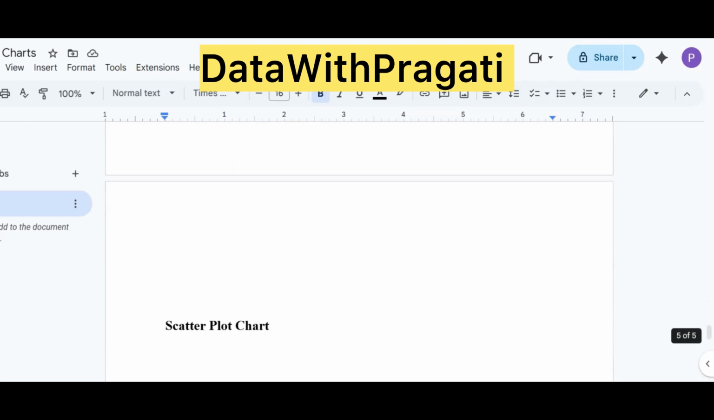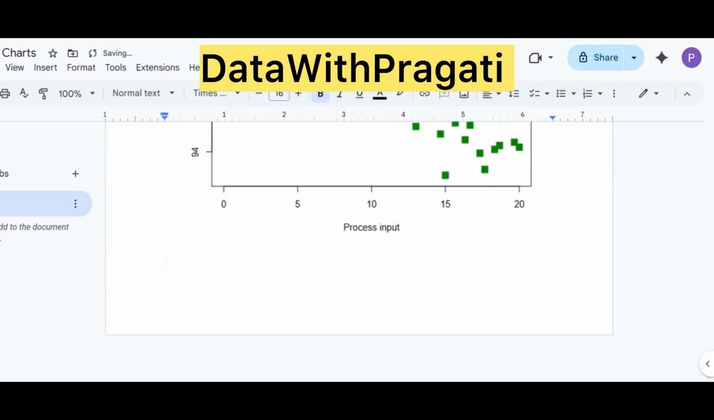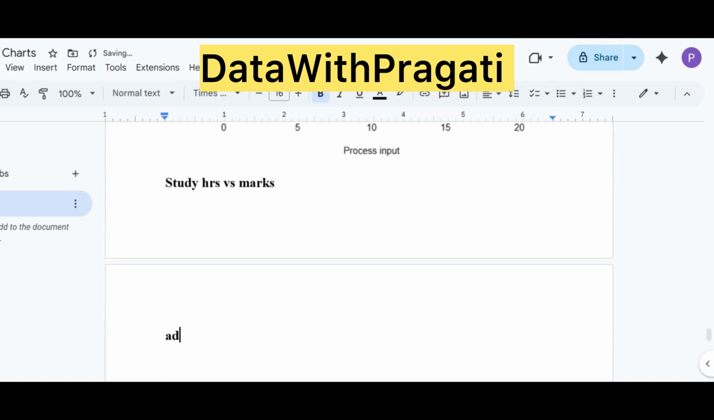Next comes the scatter plot chart. Scatter plots show the relationship between two numerical variables. Example: study hours versus marks, advertising spend versus sales. If both values increase together, it means there is a positive relationship. Very useful in correlation analysis.